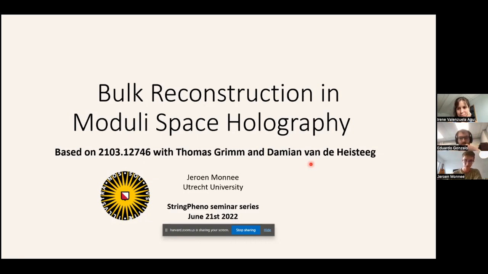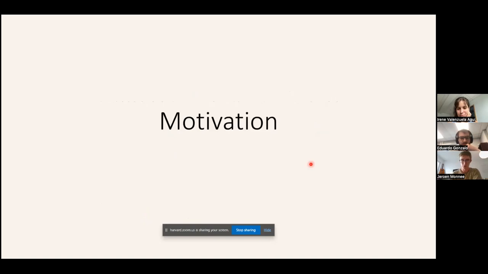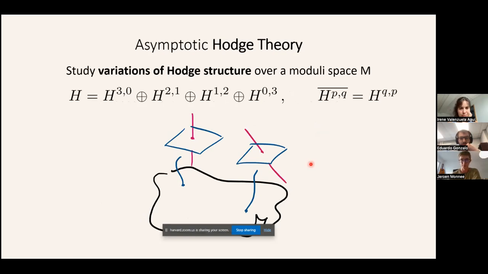yet. So let me start with some words of motivation and also introduce the main playground where the talk will take place, which is asymptotic Hodge theory. So this is about studying variations of Hodge structure over a moduli space M. A Hodge structure is nothing but some decomposition of a vector space H in terms of various pieces which have some complex conjugation property.